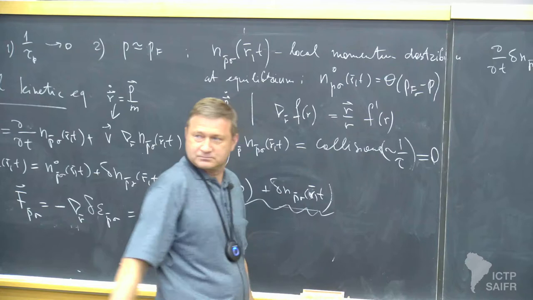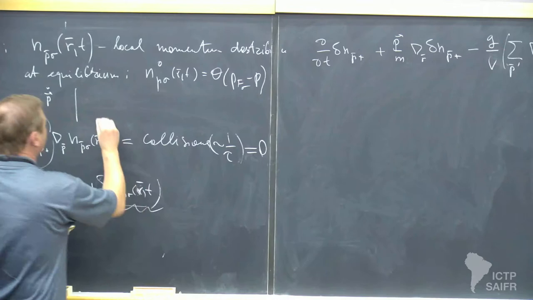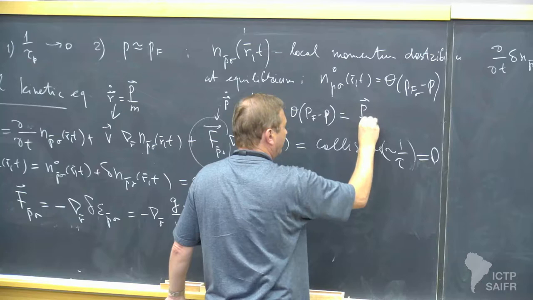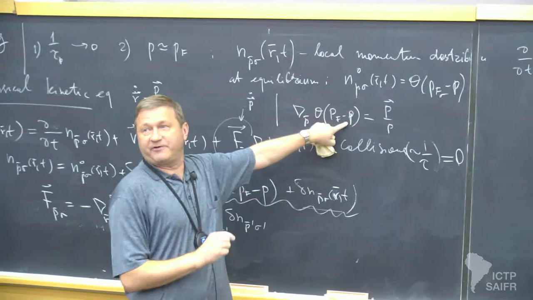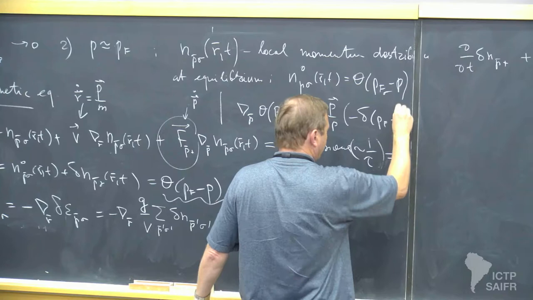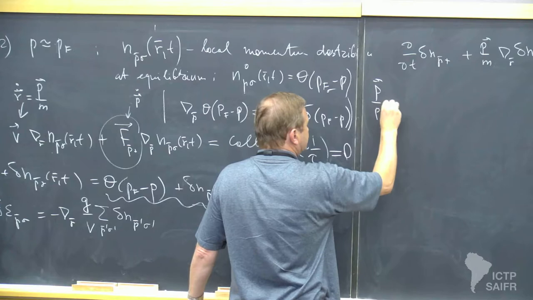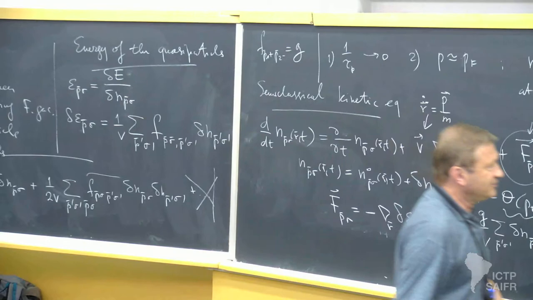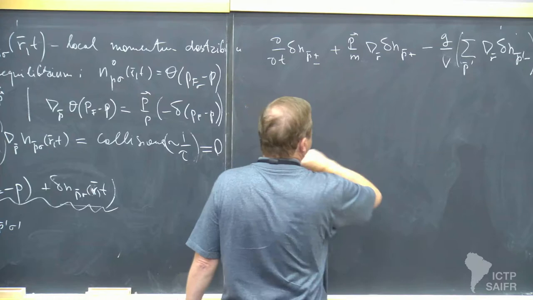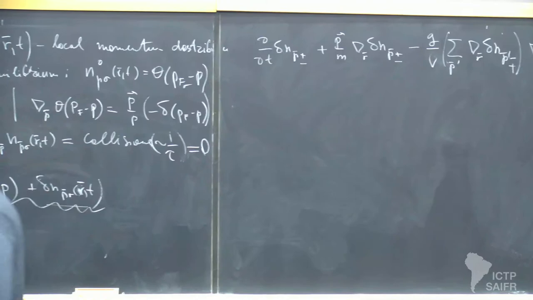So if I now calculate this gradient with respect to p of this step function p_F minus p, I will get the unit vector p over p times the derivative with respect to p of the step function. And the step function looks like this. So it's minus delta function. And let me call this p over p just e_p, the unit vector in the direction of p. So finally what I get looks like this. And now I can do exactly the same for the minus component. Then I get minus here, but here I get plus. That's the only difference.